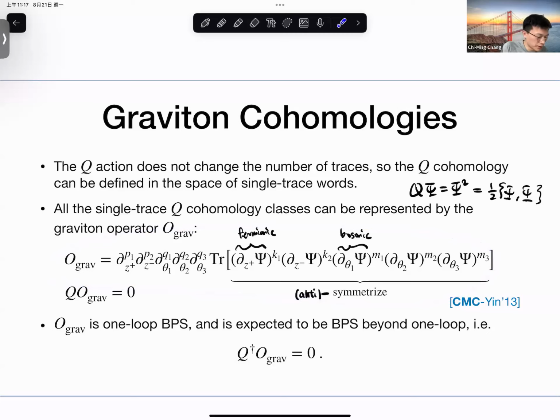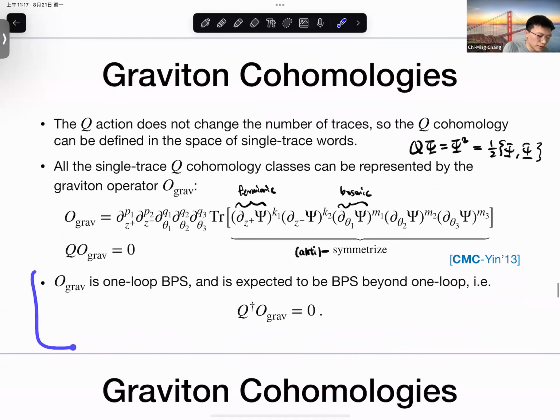I will not show you, but it's actually not hard to see that for single trace you do not have any new cohomology other than these. Furthermore, you can also consider Q dagger acting on the graviton operator, and it's quite easy to see that the graviton operators are one loop BPS. I also expect that these are BPS beyond one loop, but so far the result we have is just that the one loop Q dagger annihilates all gravitons. If we just want to consider Q cohomology, this part is not that important.